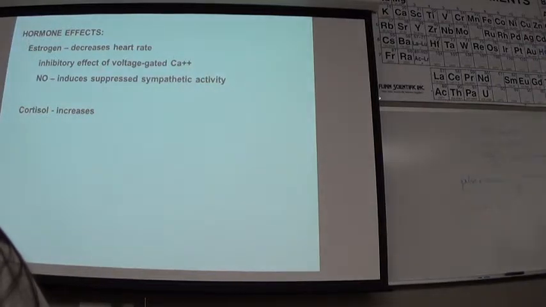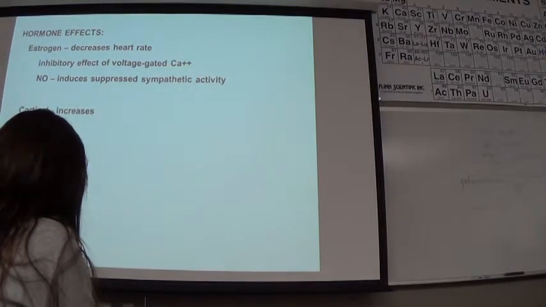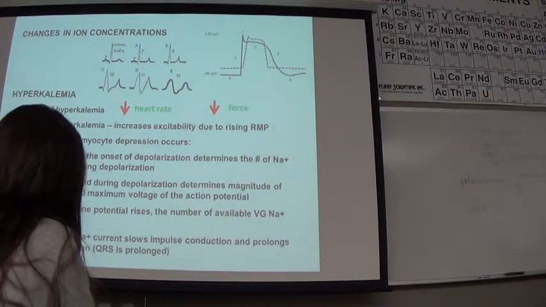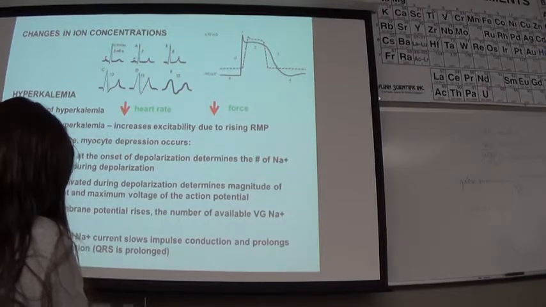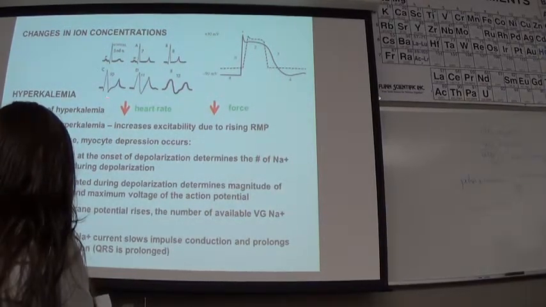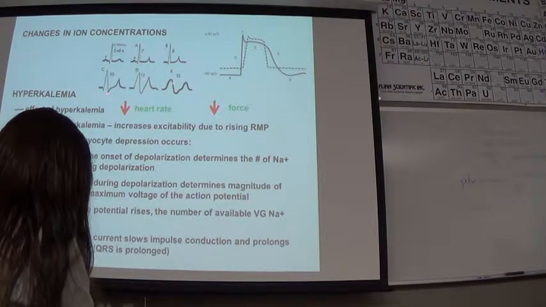Estrogen decreases heart rate. So it has an inhibitory effect on the voltage-gated calcium, the slow calcium channels. Cortisol increases it, surprisingly, even though it decreases our weight loss. And then we talked a whole bunch about hyperkalemia. Remember that? We had a case study on it yesterday. So this is just a summary of the changes, be able to recognize an ECG of what's occurring here.